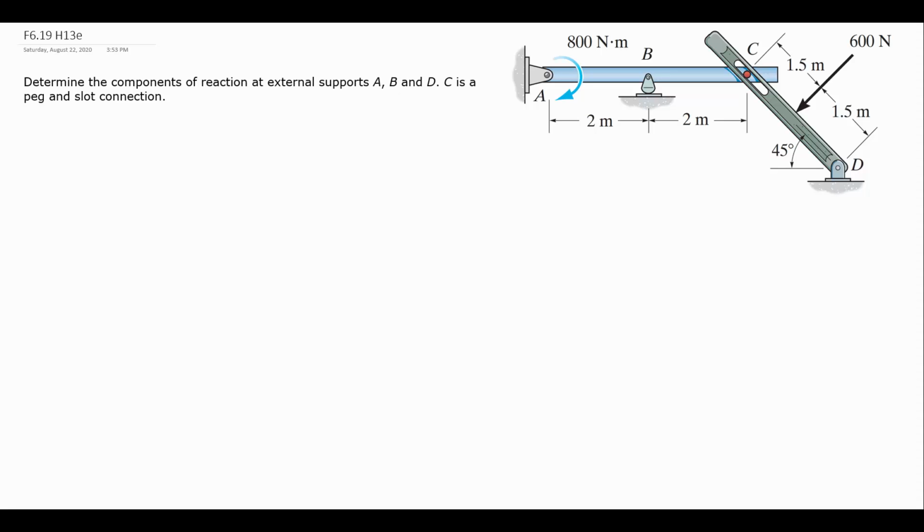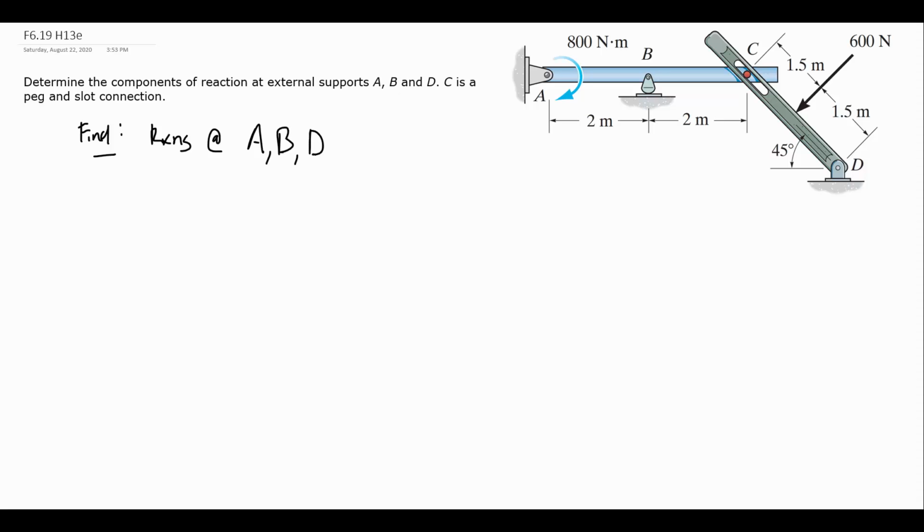In this frames and machines problem, we are trying to find the external reactions at A, B, and D to maintain static equilibrium in our system. So we want to find all the reactions at those 3 points, at A, B, and D.